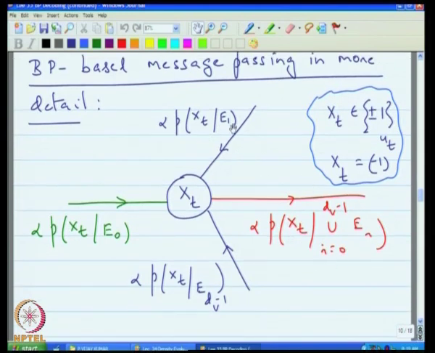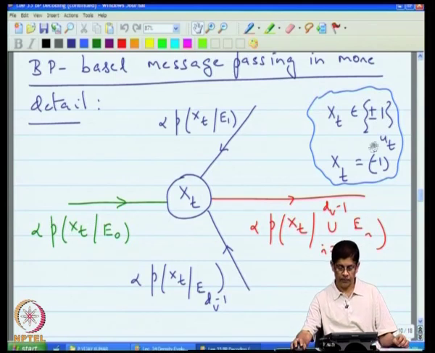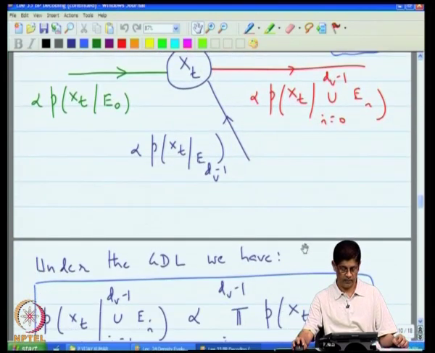I introduced the notation of E1, E0, EdV minus 1. So, this stands for evidence. At a generic variable node, you get some belief about xt from the channel, which I call evidence E0, but then you also get evidence from the other check nodes, which I call E1 to EdV minus 1. And what actually goes out is your belief about xt based on the union of all this evidence. Okay. So, that is actually listed here.